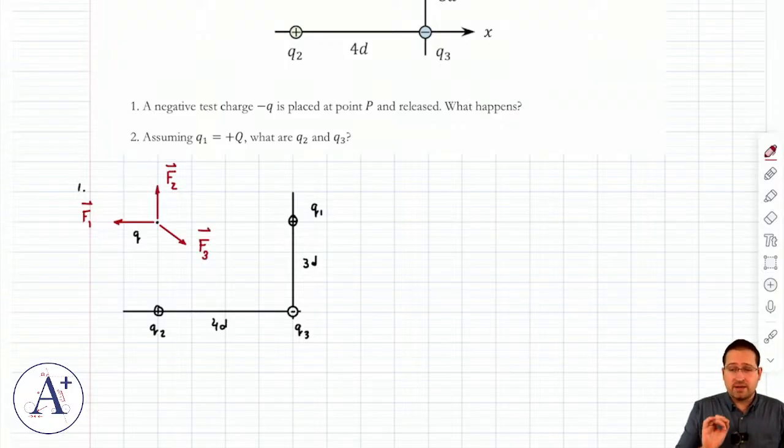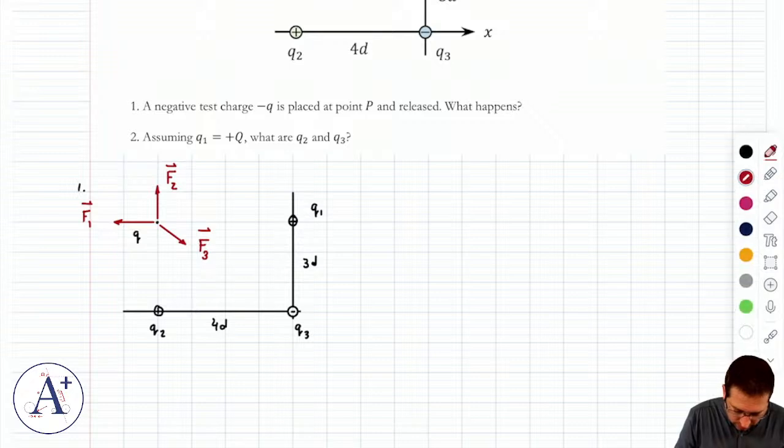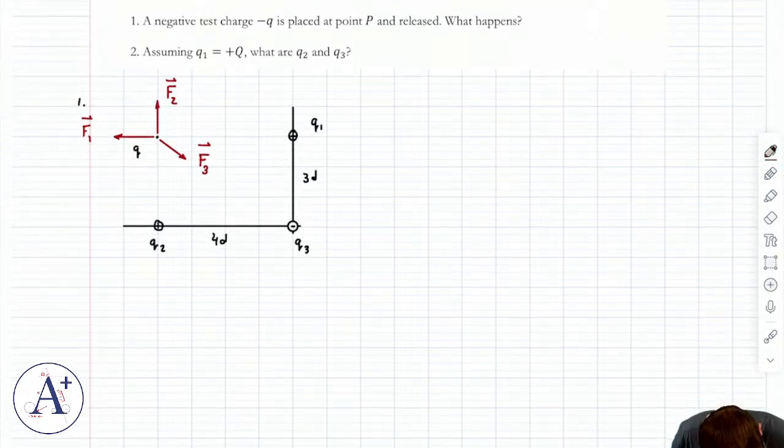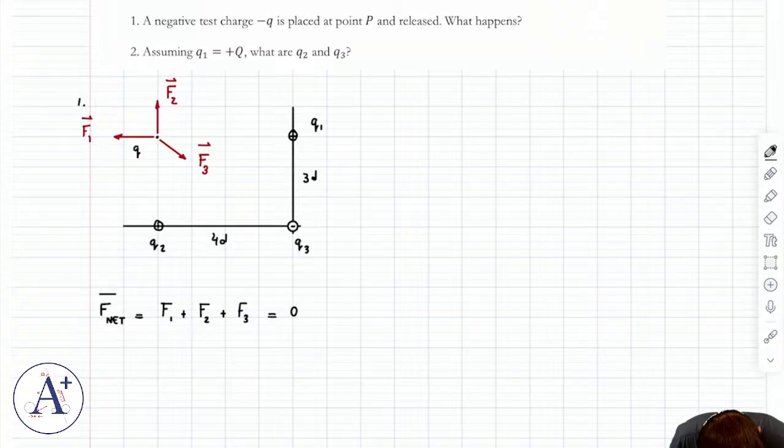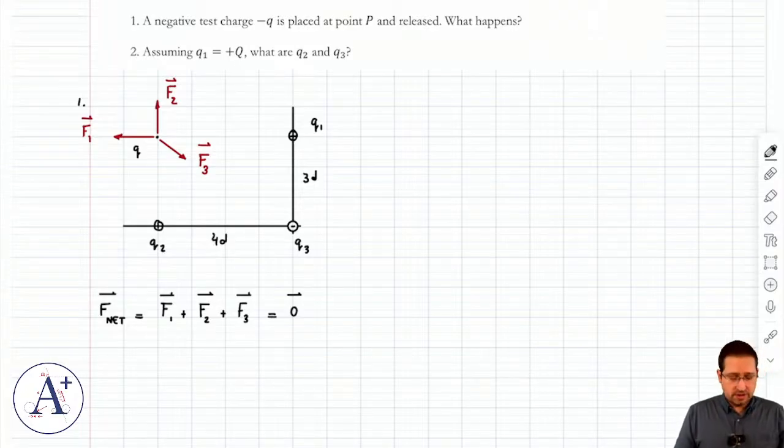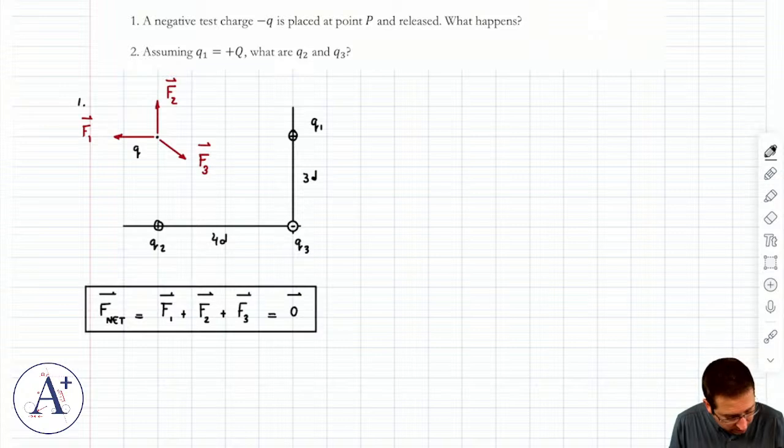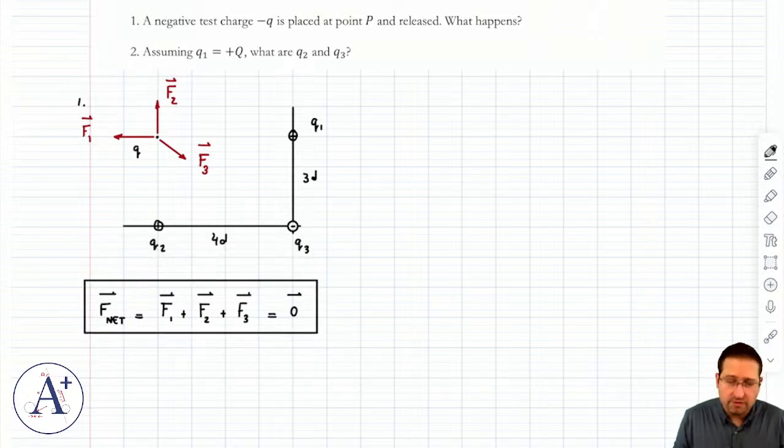But I am told that the net electric force is zero. In other words, I am told that F net, which is F1 plus F2 plus F3, is zero. Now these are all vectors, careful, right? However large each force is, whatever the direction of each force is, add it all together, they all balance out, and Q does not experience a net electric force. In other words, if I were to place Q at point P, Q just sits there. It doesn't get repelled, it doesn't get attracted, just sits there.